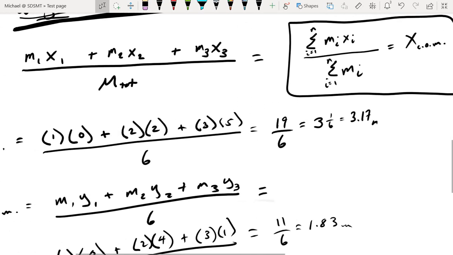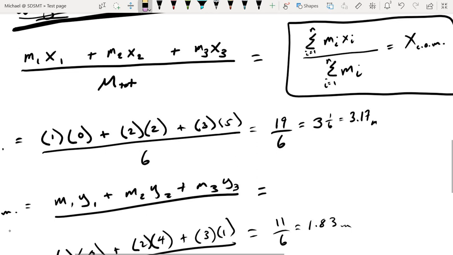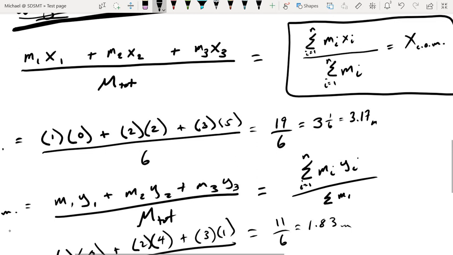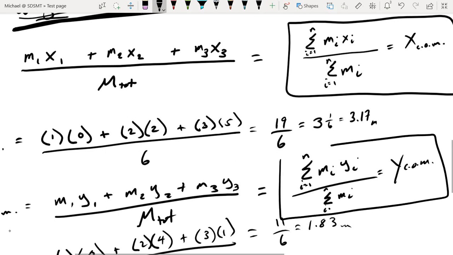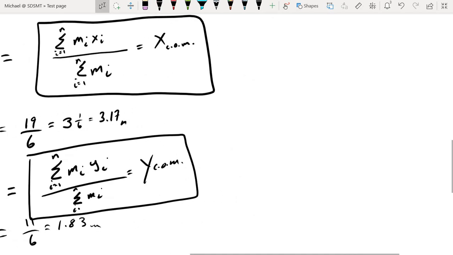And then down here for the Y component, it's really the same equation, it's just that we've replaced the X's with Y's. So each mass times its individual location along the Y-axis divided by the sum of all the masses in the system. And that gives us our center of mass along the Y-axis.